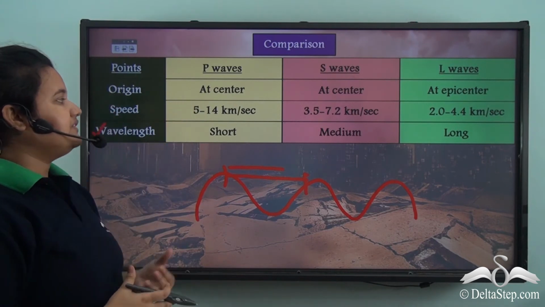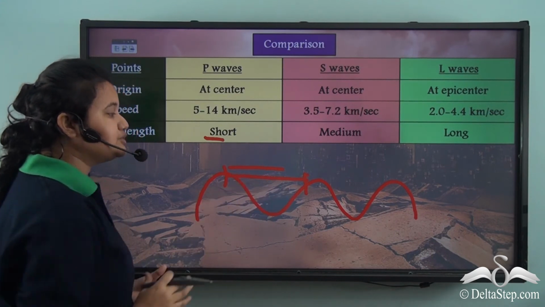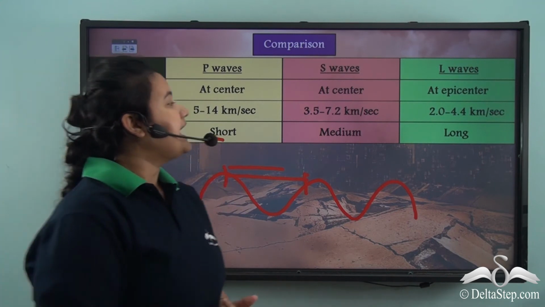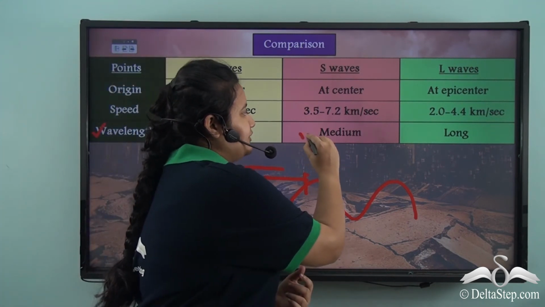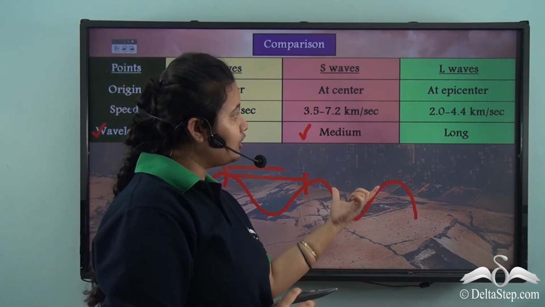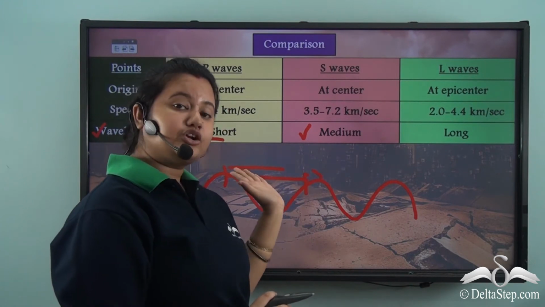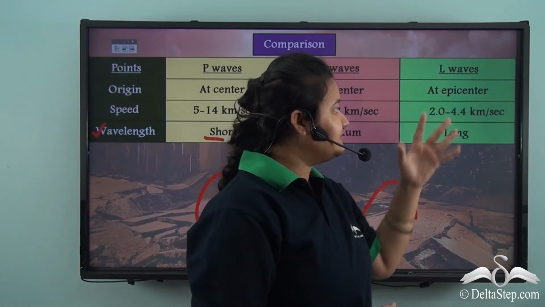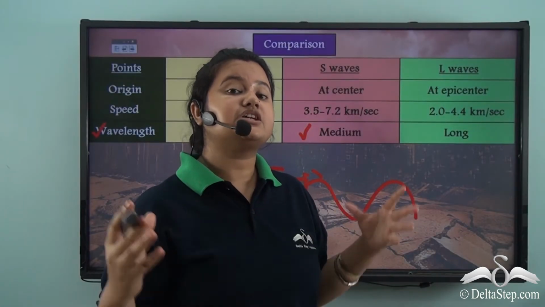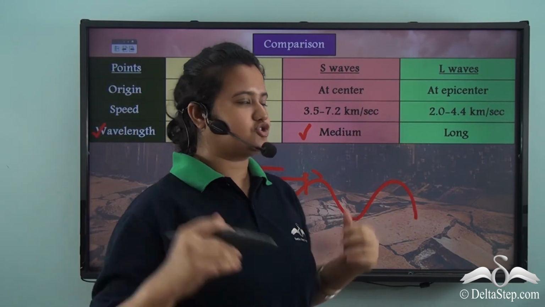Now, P waves have short wavelength. That is, the distance between two consecutive peaks of a P wave is very short. S waves have medium wavelength. That is, the distance between two consecutive peaks of an S wave is comparatively larger than that of P waves. L waves have very long wavelengths. That is, the distance between two consecutive peaks of L waves is comparatively very large.